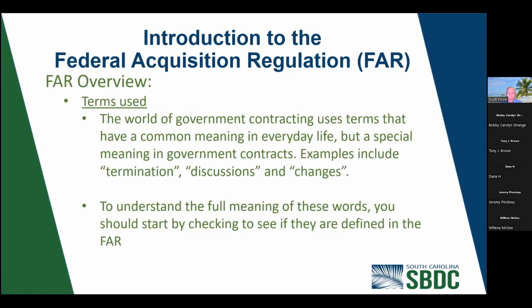Now the terms. In the world of government contracting, they use terms that have a common meaning in everyday life, but a special meaning when you're dealing with government contracts. For example, they include termination. It might be terminating, ending. There might be termination for cause in contract, discussions, changes. So to understand the full meaning of those words, you would start by checking to see if they're defined in the FAR.